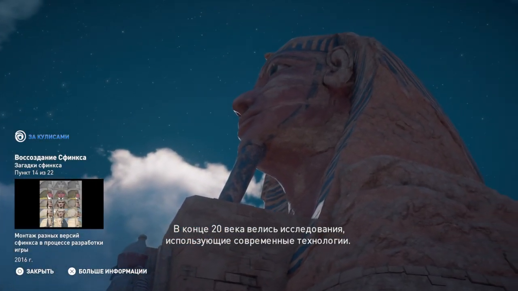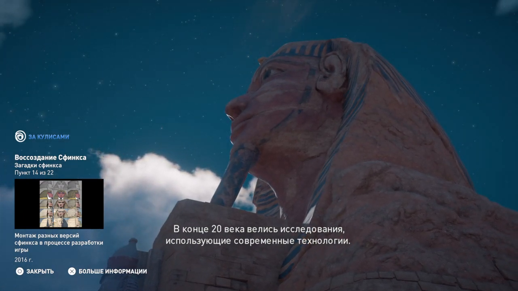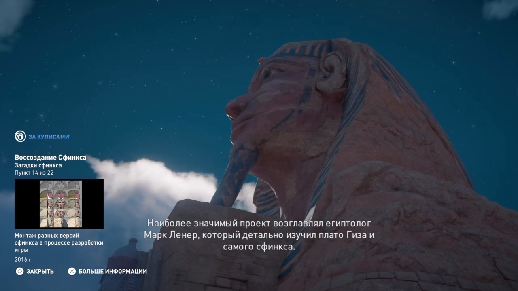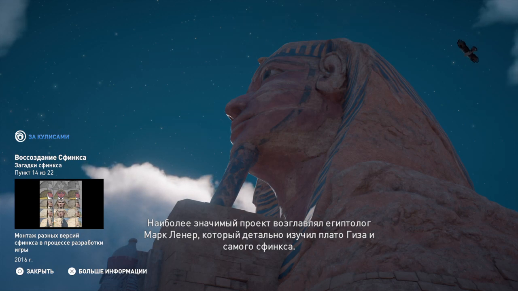Several scientific projects using new technologies have been put in place in the past decades. The most important was led by Mark Lehner and his team, who specialize in the study and survey of the Giza Plateau, including the Sphinx site.